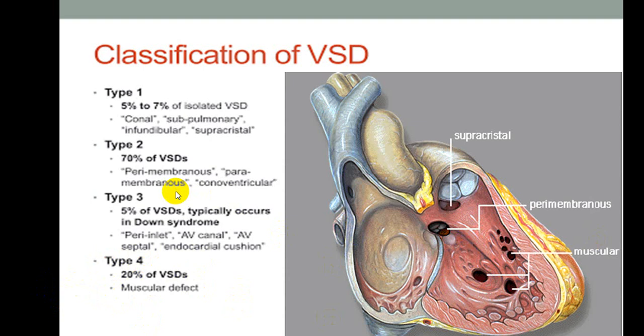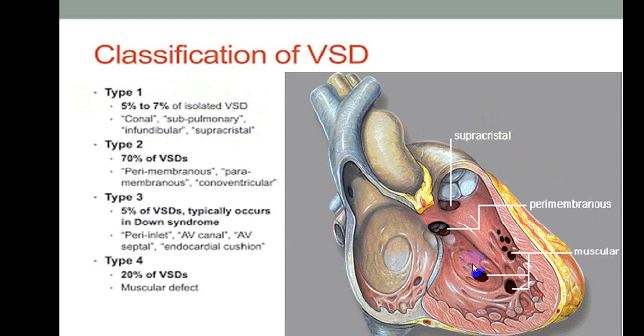While inlet variety or endocardial cushion defects and isolated VSD, which is the infundibular variety, account for 5%. So these two are less common. The most common is perimembranous variety. This is a perimembranous variety. This is muscular variety, and this is supracrystal. Supracrystal is what we call isolated or infundibular, which is close to the infundibulum.